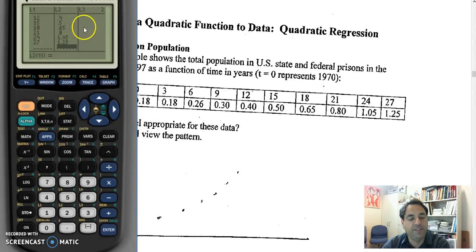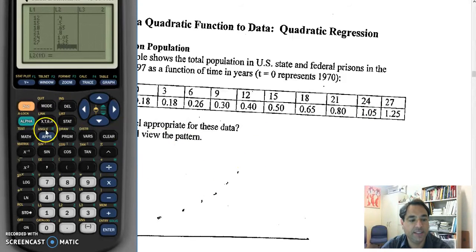So the first step is I would always sketch by hand. And what I mean by that is input is years, output is population. It looks like a scale would be from 0 to maybe 30. It looks like counting by 3s is good. You decide that. And then maybe for population 0 to 1.5 or 2, maybe counting by 0.25s. But sketch it first. Window is very important.